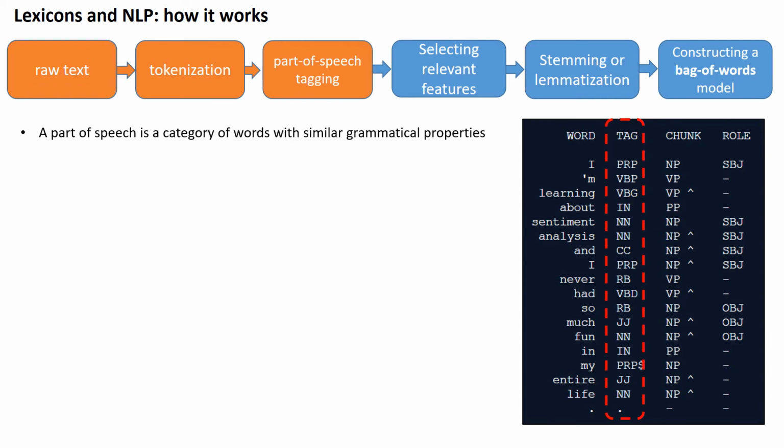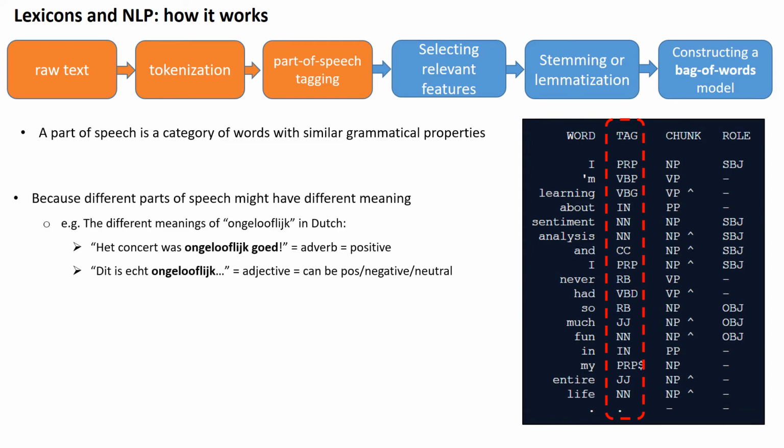So it identified the word I as a PRP, which stands for pronoun. M is a verb, learning is a verb. Sentiment and analysis are both nouns indicated by double N's. And the word and is a conjunction indicated by double C's. Now, why is this important? Well, there are a couple of reasons. The first reason is that different parts of speech might have different meaning, and this is relevant for our further analysis. There's a good example here in Dutch with the word ongelooflijk.